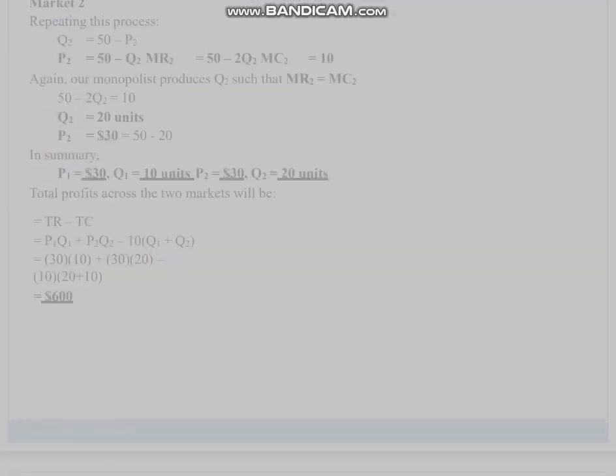Market 2: repeating this process, Q2 = 50 - P2, so P2 = 50 - Q2, MR2 = 50 - 2Q2, MC2 = 10. Again, our monopolist produces Q2 such that MR2 = MC2: 50 - 2Q2 = 10, Q2 = 20 units, P2 = $30 = 50 - 20. In summary, P1 = $30, Q1 = 10 units, P2 = $30, Q2 = 20 units.